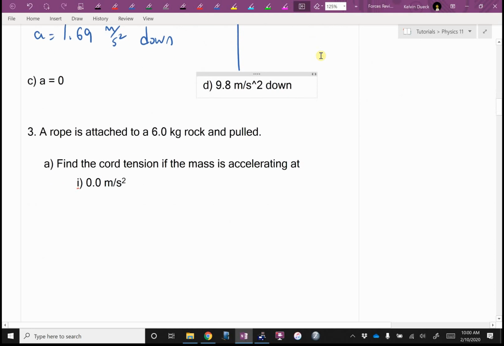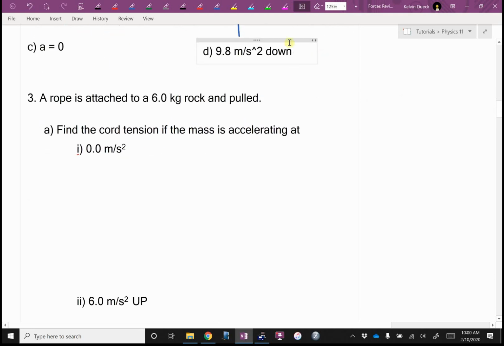Tension questions. It's probably going to be some tension questions. So a rope is attached to a 6 kilogram rock and pulled. Find the cord tension. You know what? This is a job for a free body diagram. What are the forces acting on it? Get the obvious one.